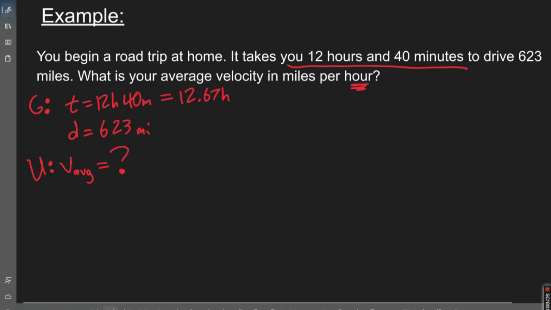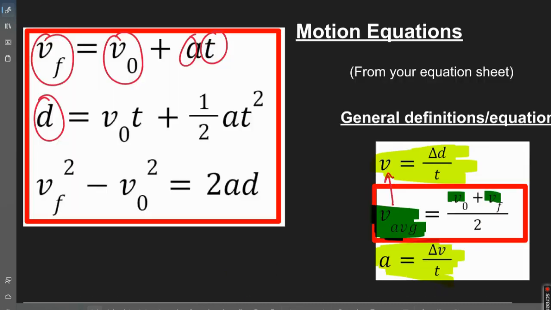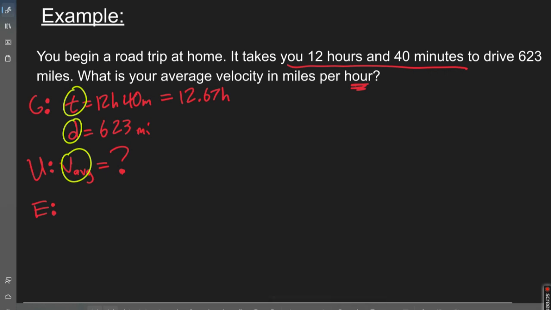Okay, so G, U, next one, E, equation. What we do here is we want to see, okay, let's take all of the variables that we have. So time, displacement, and V average. What equation do we have that relates V, time, and D? Well, this is going to be this one over here. So it's our average velocity, right, is our displacement over time. This is truly just the definition of velocity. So V equals displacement over time.